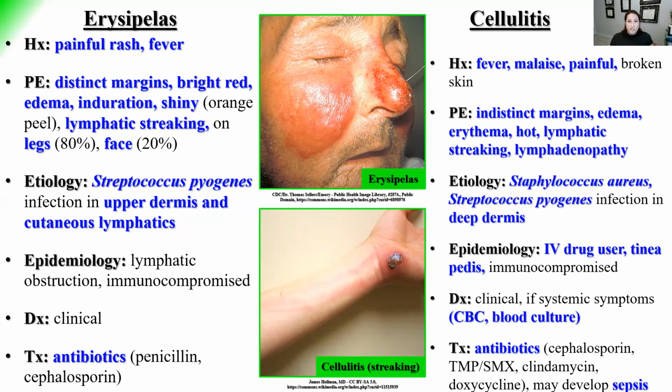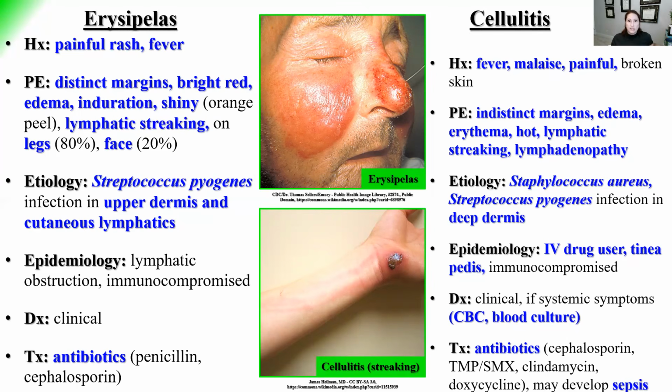Tinea pedis, or athlete's foot, can cause this kind of cracked skin in the feet that causes this good opening for an opportunistic infection as well. This is a clinical diagnosis. If they have systemic symptoms, you want to get a CBC. You'll see an elevated white blood cell count. And if they have an area that's draining, you can either take a culture from there or you'd get a blood culture.